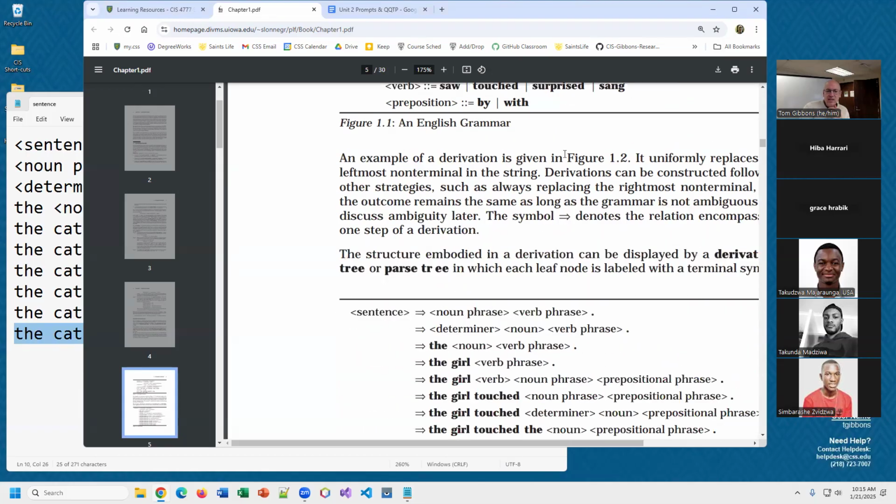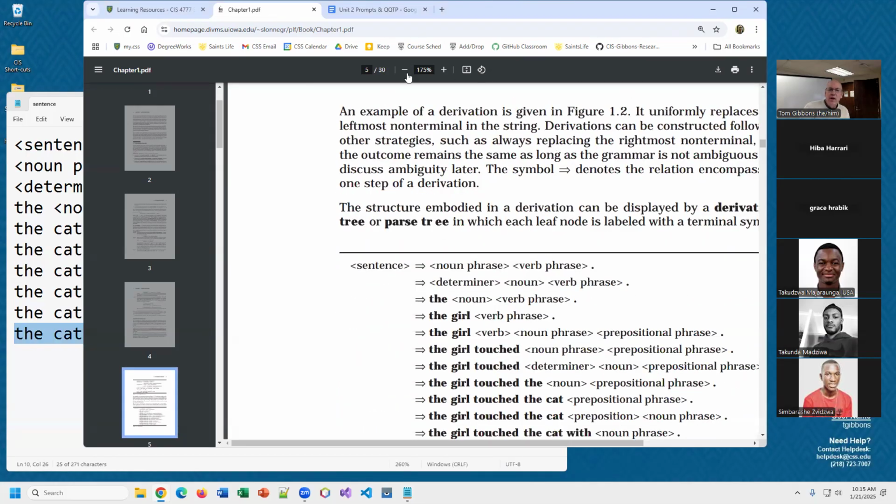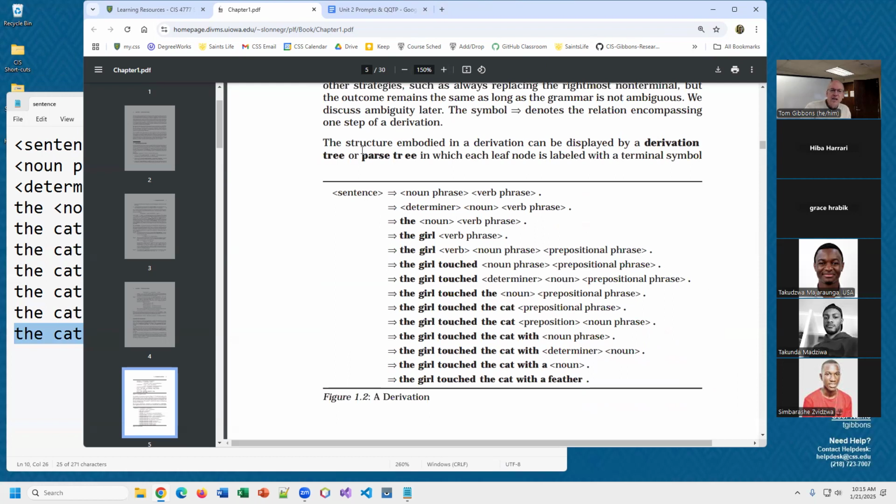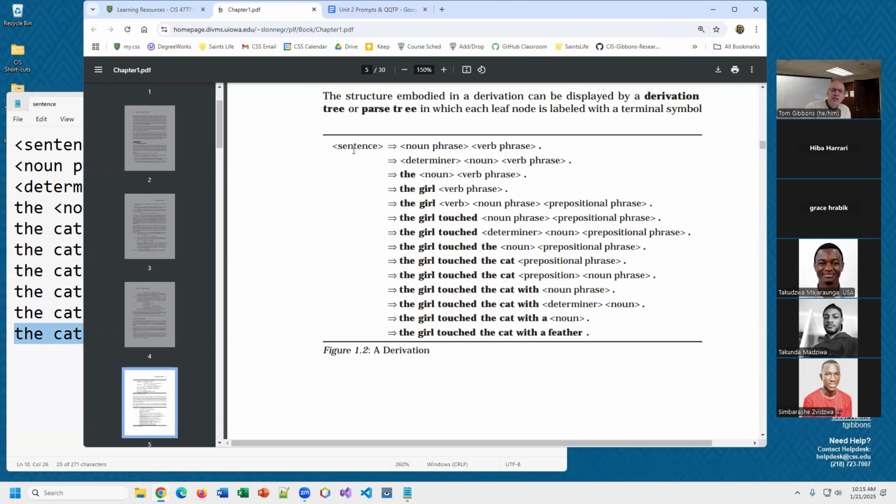And again, the text actually walks you through another one of these. Sentence becomes noun phrase, verb phrase. Then we take our noun phrase and make it a determiner and a noun, and we still have our verb phrase. We go through this, and eventually they end up with the girl touched the cat with a feather as their sentence. So it just shows how these production rules go. Does this make sense?